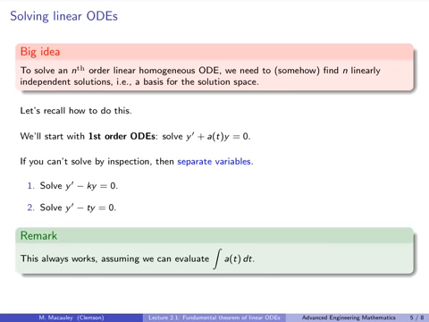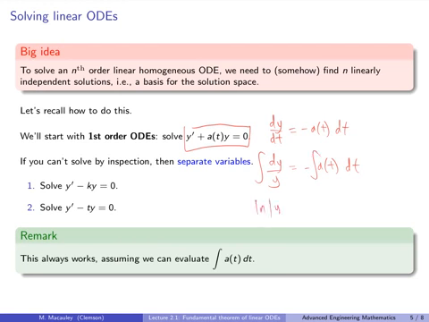Well, that is assuming we can actually evaluate the integral of a. So let me do an example of the general case up here. So if we have dy dt equals negative a of t times y, and we want to solve this, we separate variables. We get dy over y equals negative a of t dt, and we integrate both sides, and so we get the natural log of the absolute value of y, and we get the negative integral of a of t dt.